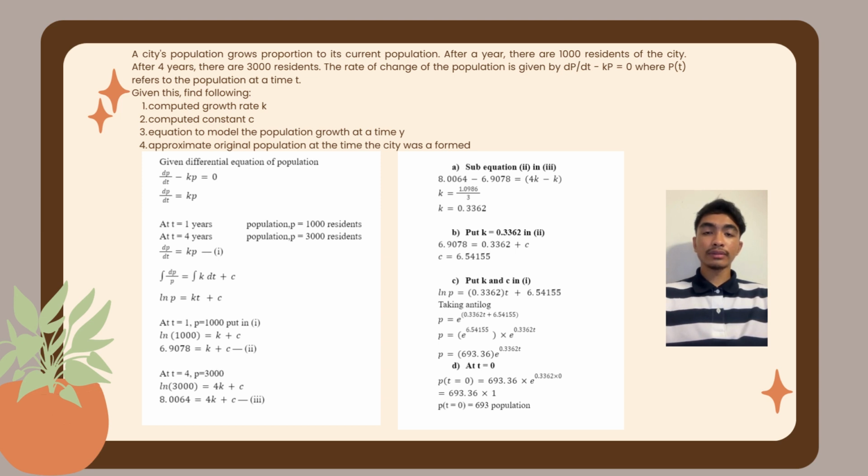So at t equal to 1 year, population 1,000, we put in equation 1, and t equal to 4 years, P 3,000, we put in equation 1 too. We got 6.9078 equal to k plus c for equation 2, and 8.0064 equal to 4k plus c for equation 3. And then next for question A, we substitute equation 2 in equation 3.